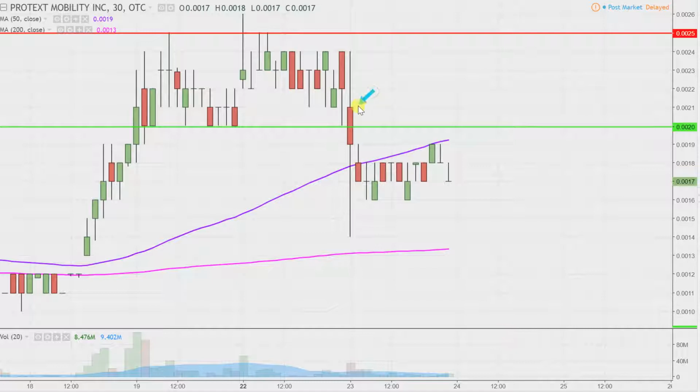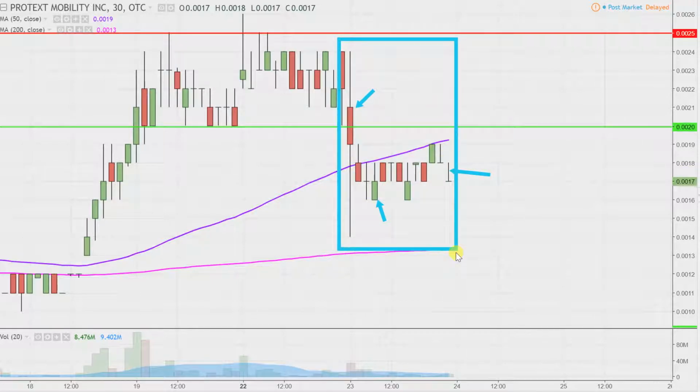Instead of each one of these candlesticks here representing 1 day's worth of price action, which is what you would normally see, each one represents 30 minutes. So while this here may look like several days worth of time, it's actually just today's price action broken down into 30-minute time slices.